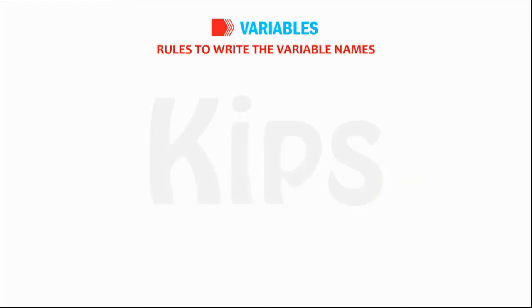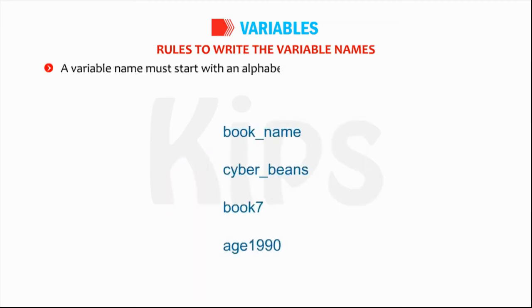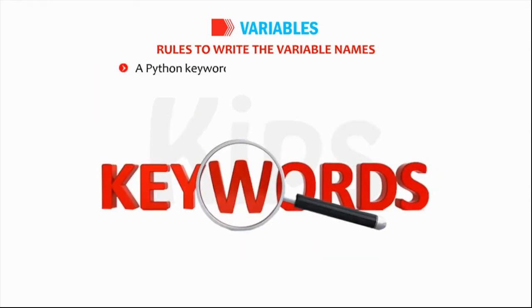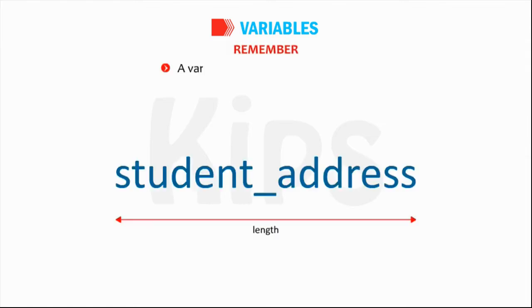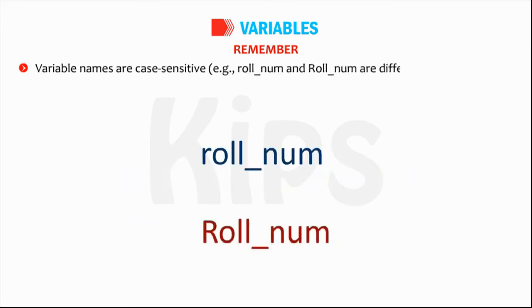Rules to write the variable names. When you are specifying any variable name, you need to follow certain rules. A variable name must start with an alphabet, capital or small, or an underscore. A variable name can consist of alphabets, digits, and underscore. No other character is allowed. A Python keyword cannot be used as a variable name. Space is not allowed in a variable name. Remember, a variable name can be of any length. Variable names are case sensitive. Example, rollnumber and RollNumber are different variable names.